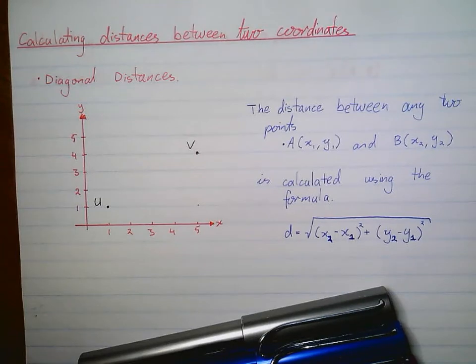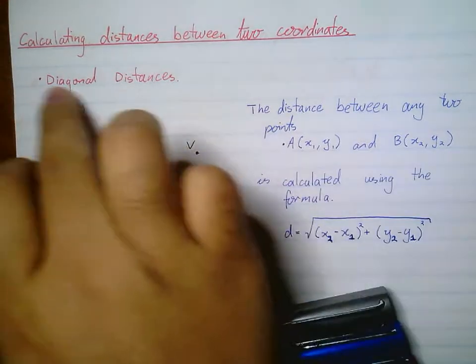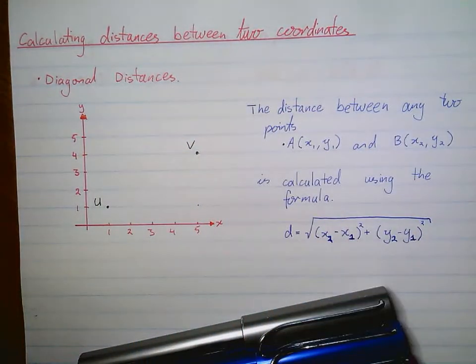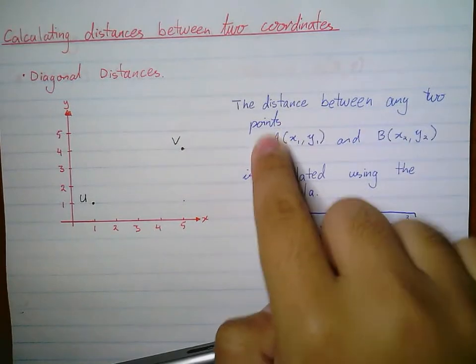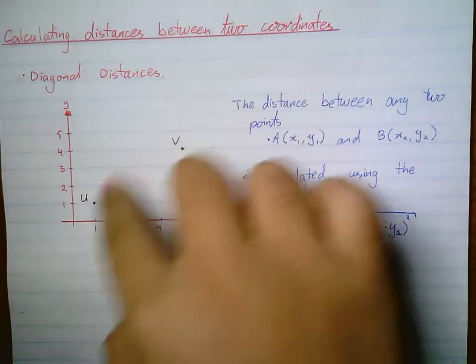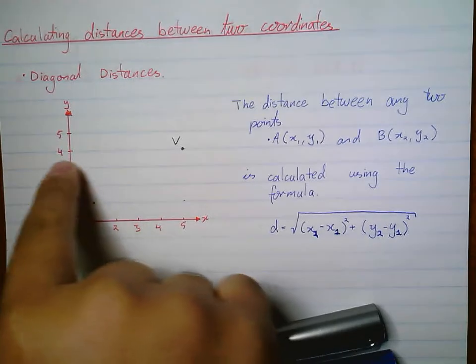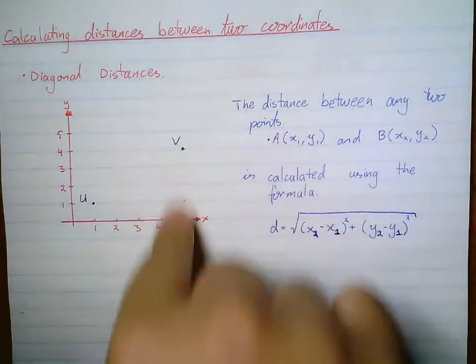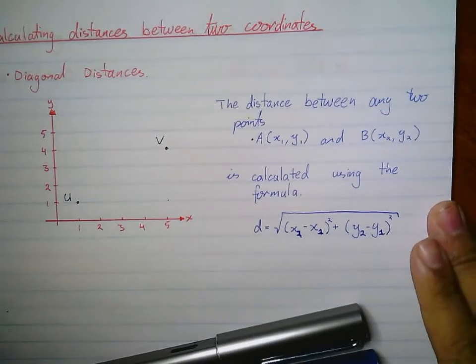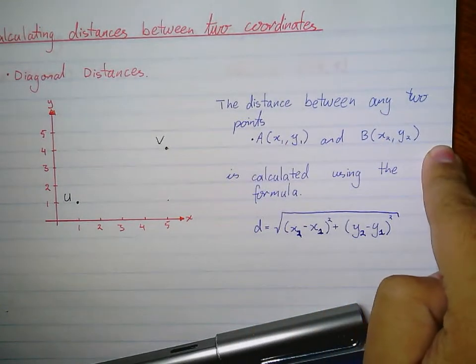Okay, this is the continuation of the first part. This is now calculating diagonal distances, the distance between any 2 points. So this time it's if there are any 2 points, rather than having them at the same height or the same x coordinate, the same y coordinate. This time, any 2 points.